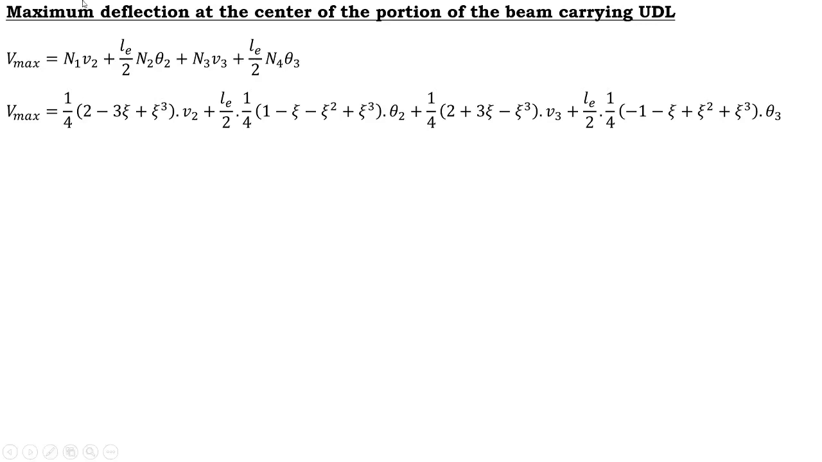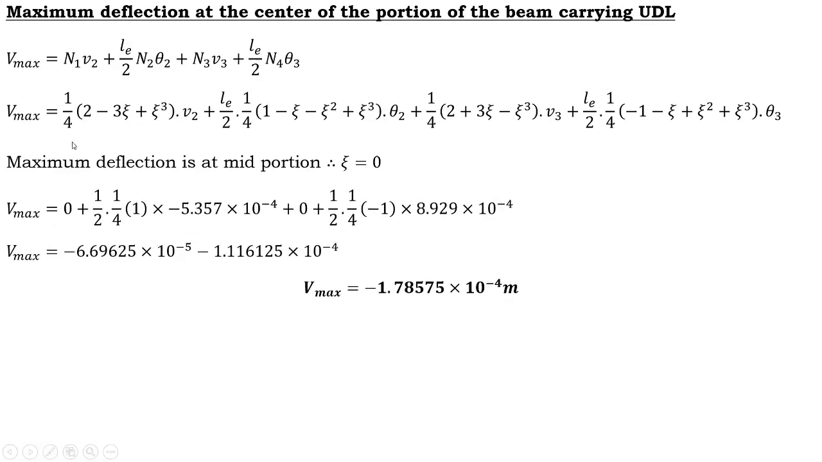Then substituting the values of N1, N2, N3, N4. These are the values of N1, N2, N3, and N4 I have substituted. Now I need to calculate the maximum deflection at the center portion of the beam. I know the value of zeta for that particular element carrying UDL. The value of zeta is 0 at the midspan. Therefore, in the above equation, wherever there is zeta, I substitute 0.